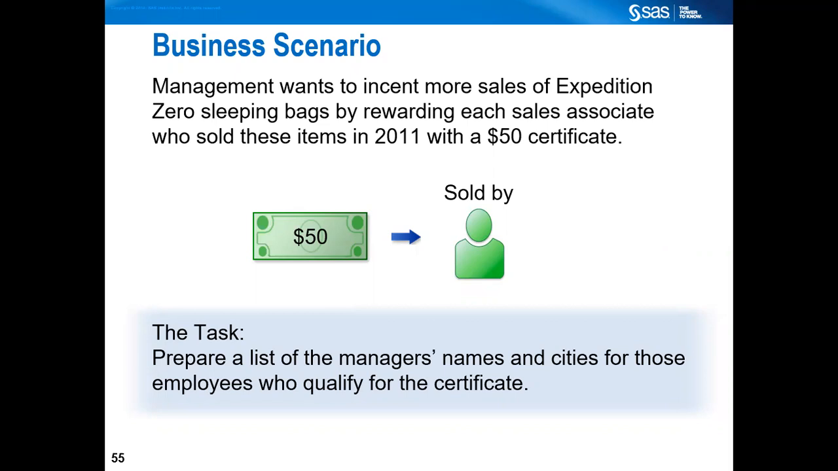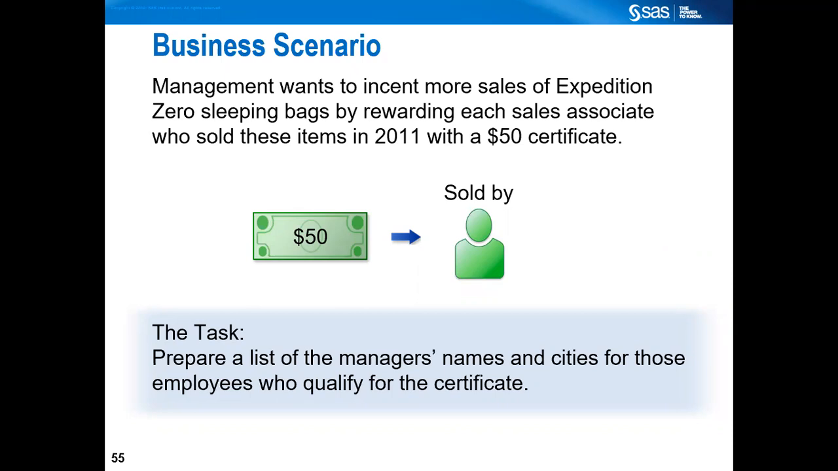So the sleeping bag, Expedition Zero, is its name, a product which was rarely sold maybe. So the management was happy to give a reward to that sales representative who made this sale happen in the year 2011, and that person would be awarded a $50 certificate, but it will go to his manager, and then the manager will give it to the employee. Your higher manager never comes to an individual employee directly.